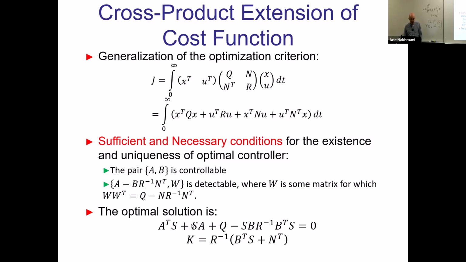So the optimal solution will be exactly similar to the previous one. You have a Riccati equation like that, and the solution S will be inside the K. So K will be some R inverse times Z C. Okay, bigger formulas than before. Similar to the previous one, you just add in the N transpose part.